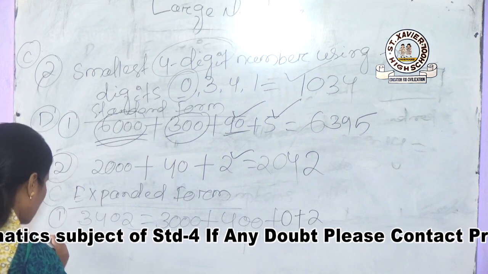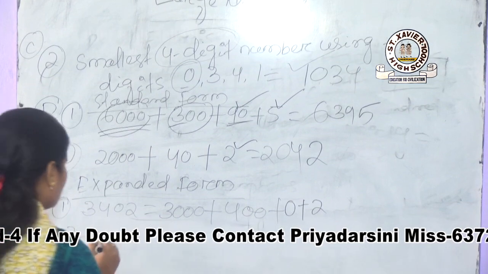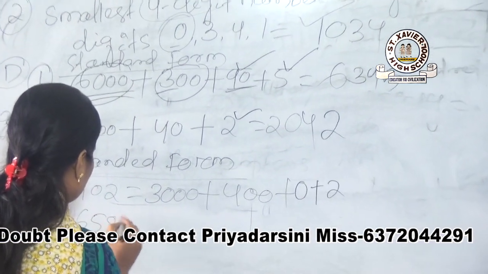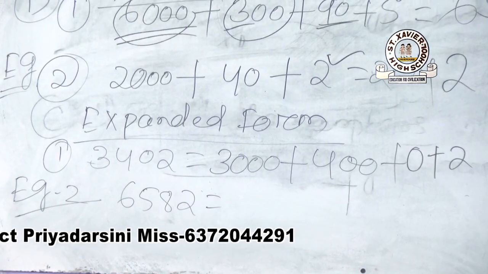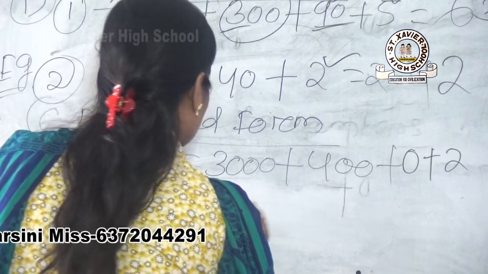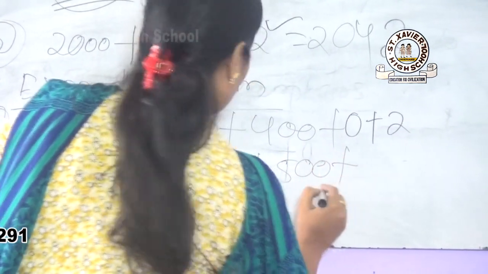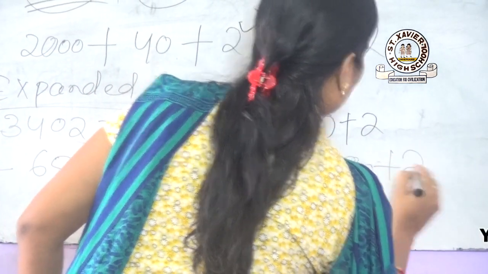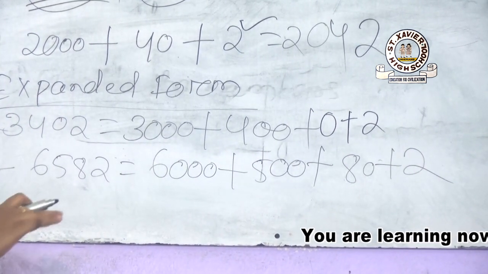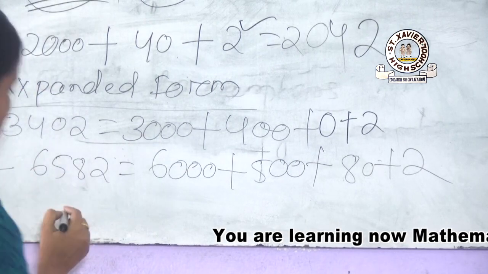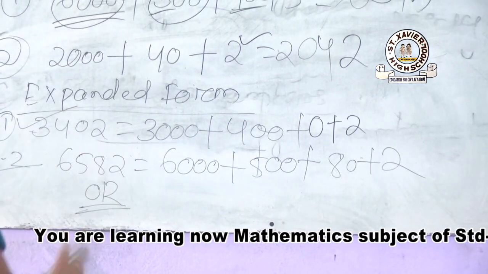Let me give another example. Example 2. For example, 6582. So how can we write this number in expanded form? 6500 plus 80 plus 2. There is another method also. How can I write this number in another way? We can write it in another way also.